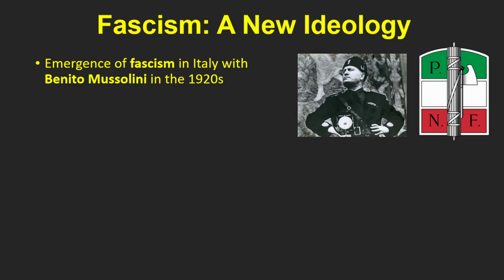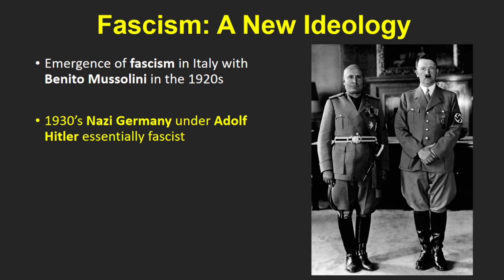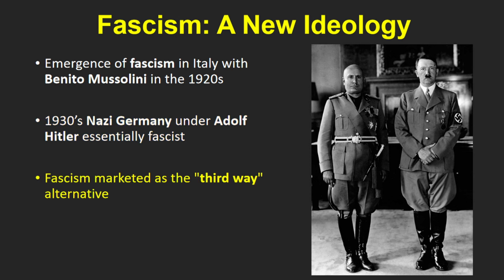Fascism was a new ideology that began in Italy under Benito Mussolini in the 1920s. In the 1930s in Germany, the Nazi Party under Adolf Hitler was also what most consider essentially fascist. Fascism was presented as the third way, an alternative to both liberal democracy and to communism. We'll talk more about fascists and especially the Nazis in topic 7.6, causes of World War II.